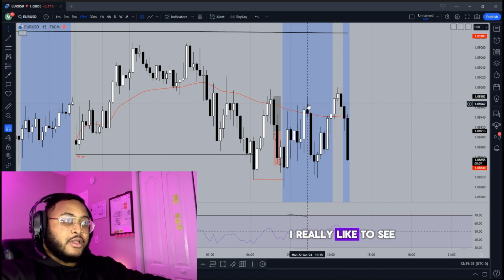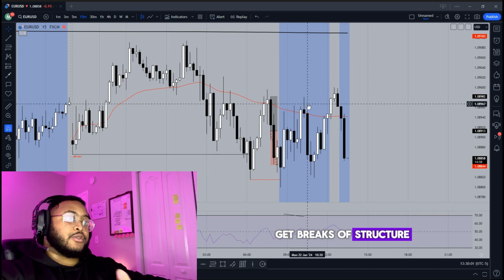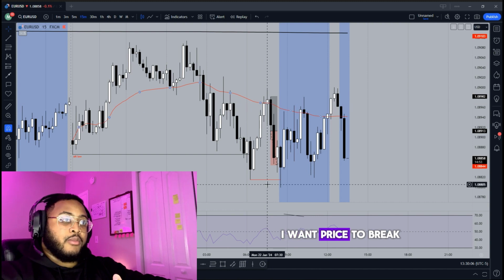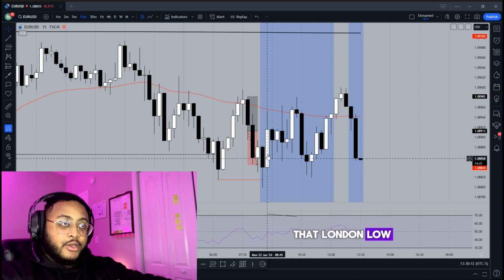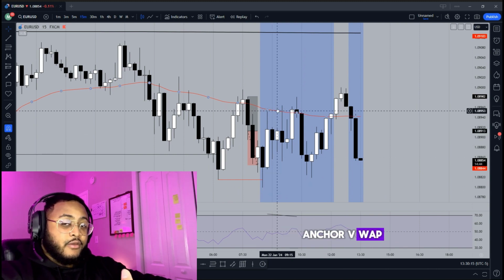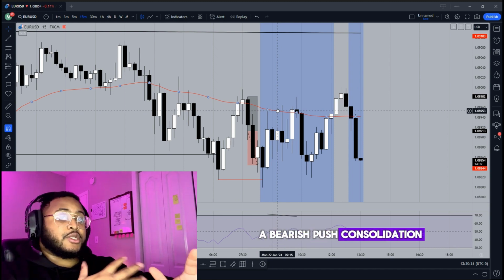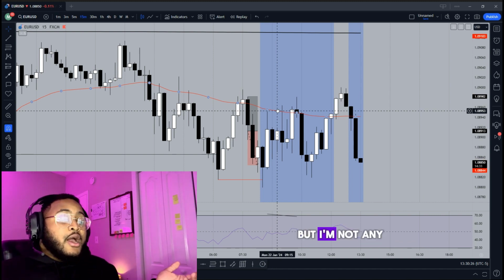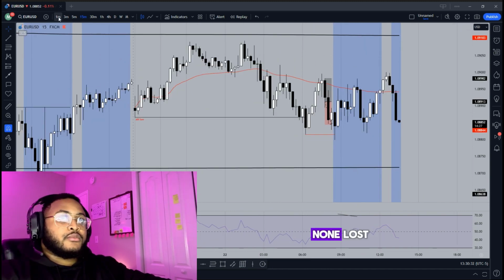The one thing that I really like to see to add a probability or a confluence in a direction that I like to trade is if we get breaks of structure. As we're retracing to this anchor VWAP, I want price to break this structure where you see this red line. I want it to break that London low, retrace back to the anchor VWAP, give me the same 1 minute divergence, consolidation, a bearish push, consolidation, a break of that, an entry, and that's how I would be able to make money. But I didn't get into any positions today. The markets didn't line up, none lost.